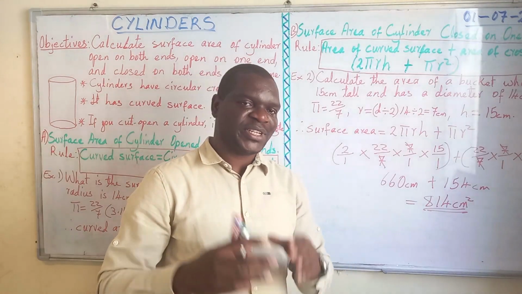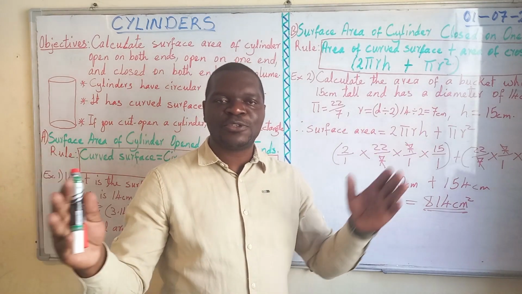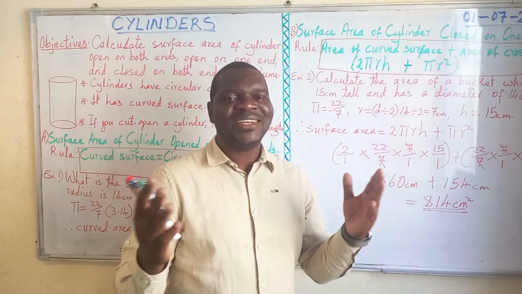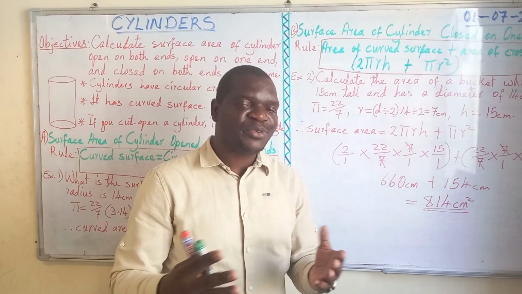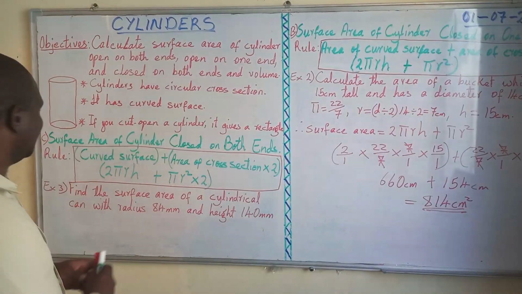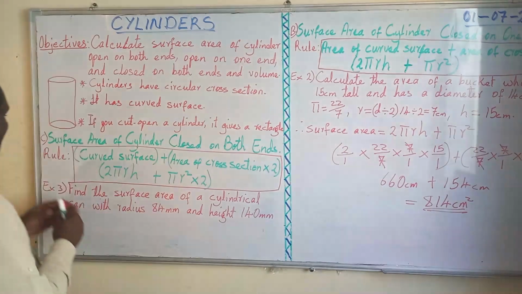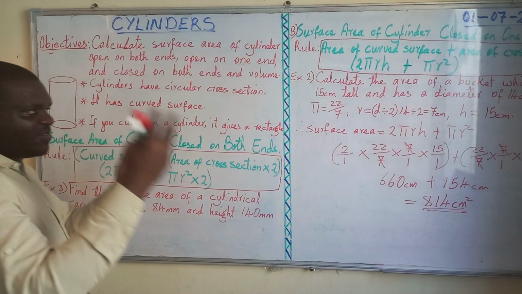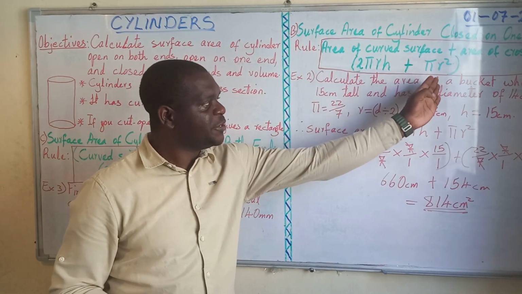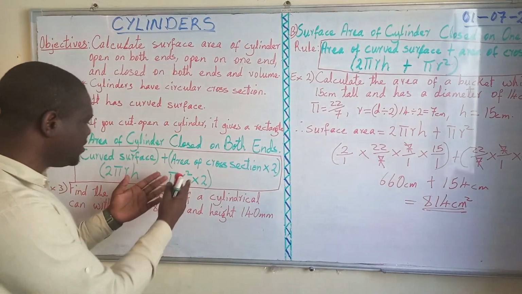We are going to move to the third aspect, which of course is a cylinder that is closed on both ends. Picture some of the items you have around you that are closed on both ends. How do you find the total surface area? Let's move on. C. Surface area of a cylinder closed on both ends. The rule is simple. Just think of what we've done here. If it is closed on one end and this is the rule, then what will be the rule if it is closed on both ends? Let's look at it together.